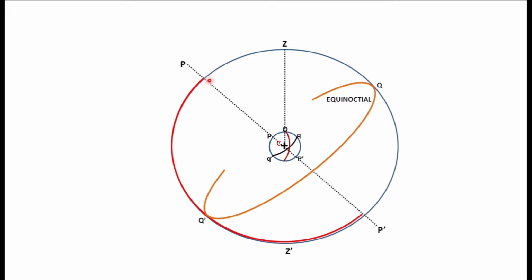Meridians, we know, are semi-great circles, so the meridian of an observer is where the observer is. So the observer's meridian is P, Z, Q, P dash, and this side is the observer's inferior meridian, because we know that the other part, the semi-great circle, forms another meridian.